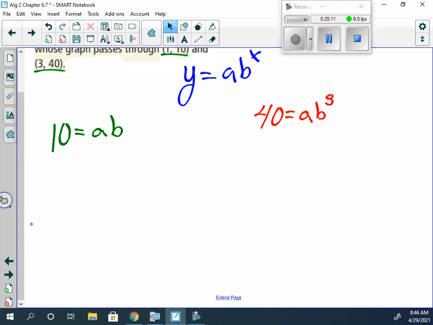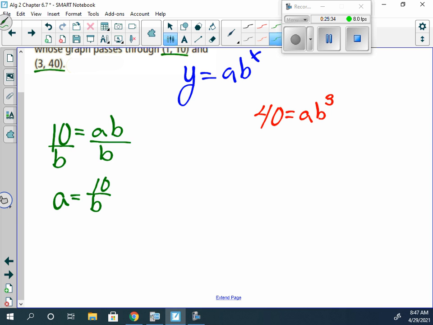Now again, just like the ones we just did, we want to solve one of these for a because it's going to make it a little bit easier to solve. Since I know that one of our equations has b to the first, that's the one I'm going to use to solve it for a. So we'd get a is equal to 10 divided by b. Any questions on this here so far?